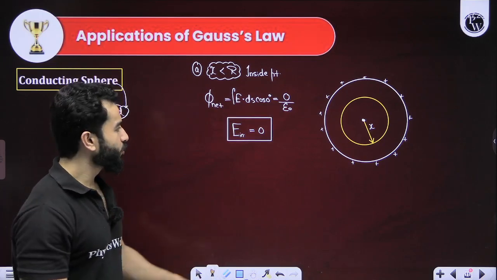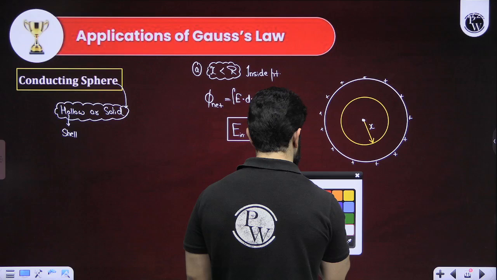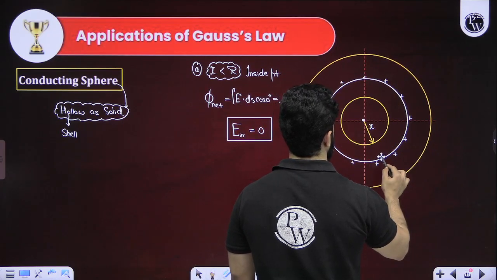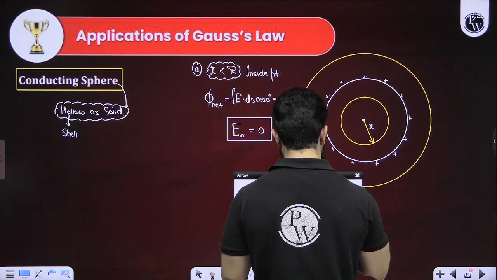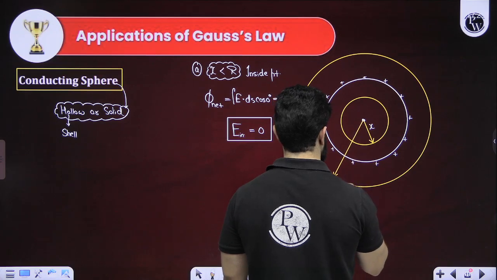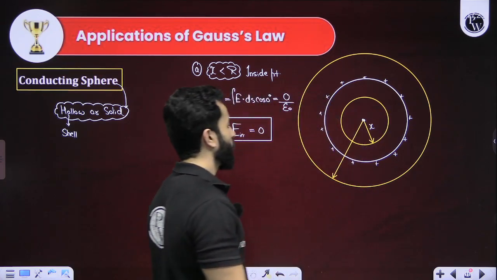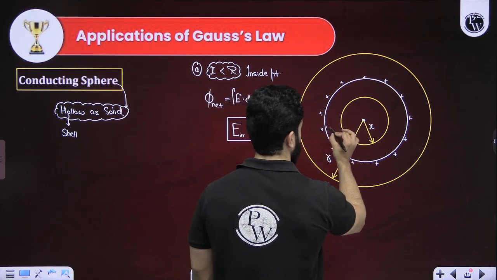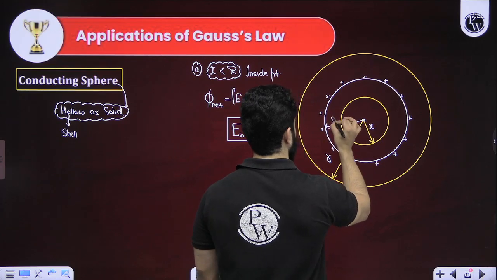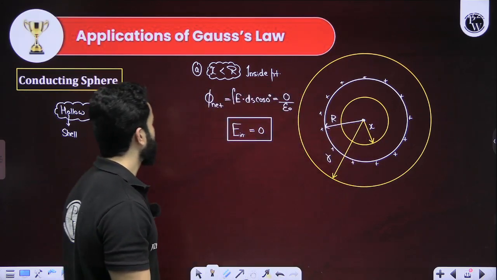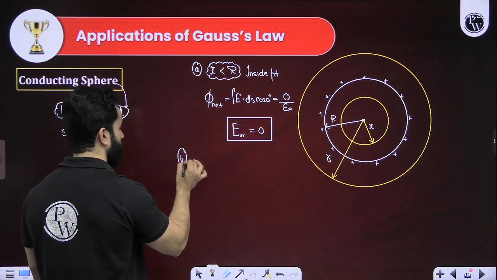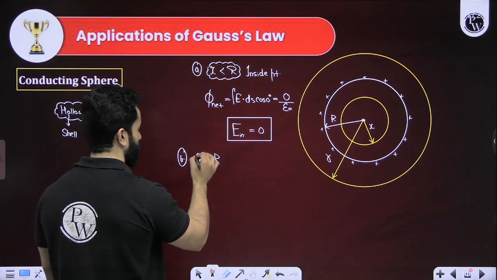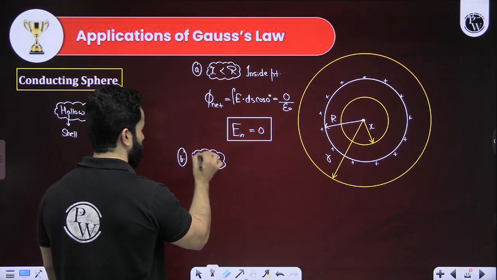Similarly, now let's assume that we are drawing a Gaussian surface outside the sphere, something like this, and let's say this is your x in the second case, or let's say some r, and radius is capital R. So for part B, you have got x which is greater than capital R, that is the outside point.